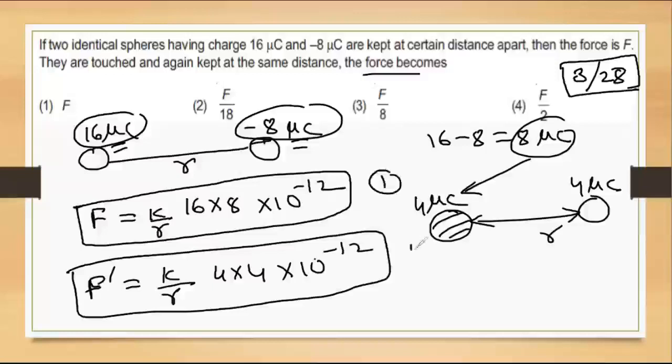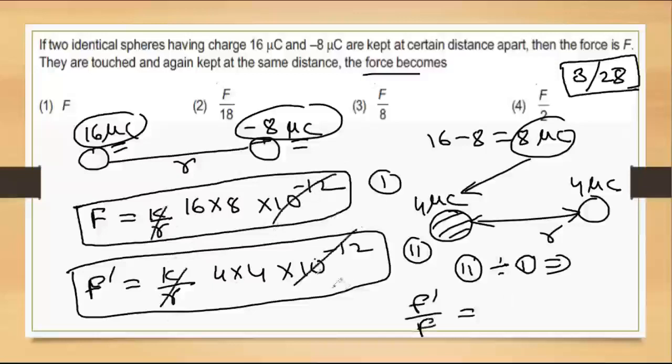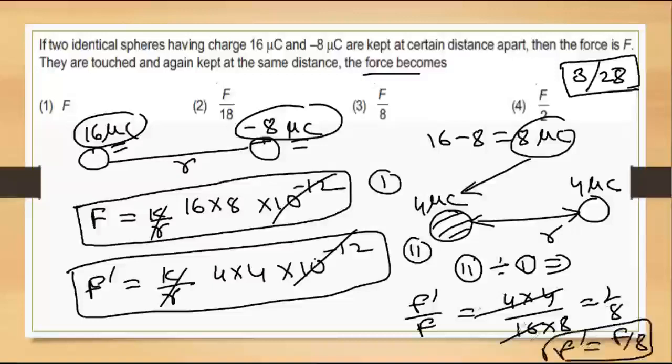So this is equation number 1, this is equation number 2. If I divide 2 by 1, I get F dash by F. So other parts will get cancelled. So it will be 4 into 4 by 16 into 8, which means 1 by 8. So it means F dash is F by 8. So third option is correct.